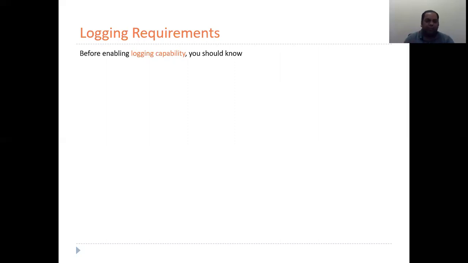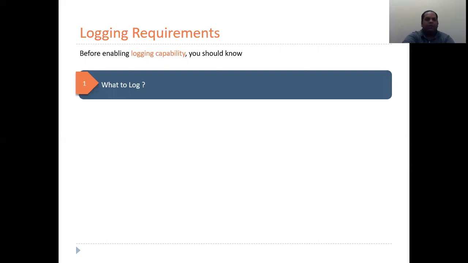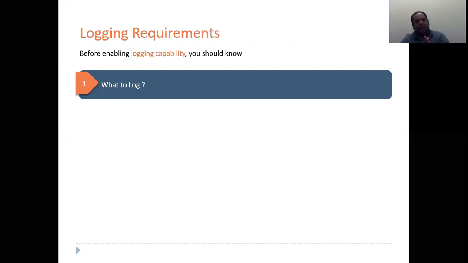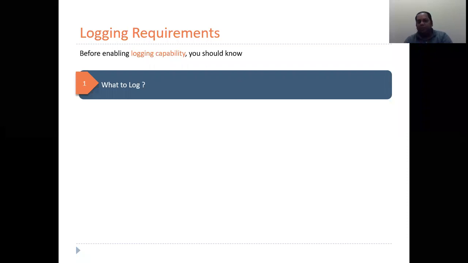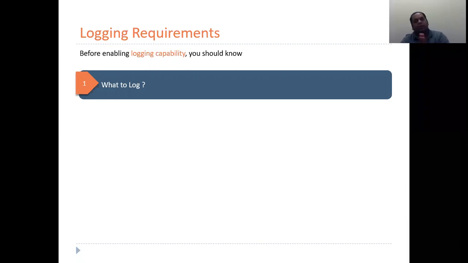Now, when we need to enable the logs, we should know what to log. This is very important because, as I explained yesterday, in a single day you can have 10 million, 20 million, 30 million logs, depending on the size of your infrastructure. If there are 10,000 devices in your infrastructure, maybe in a single day you can have 50 million logs. So it's very important to decide what kind of logs you want to receive into the SIEM.